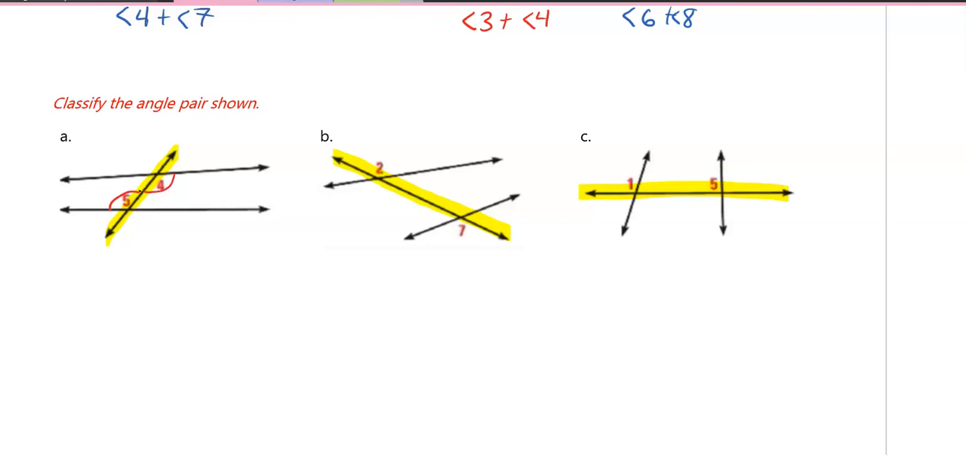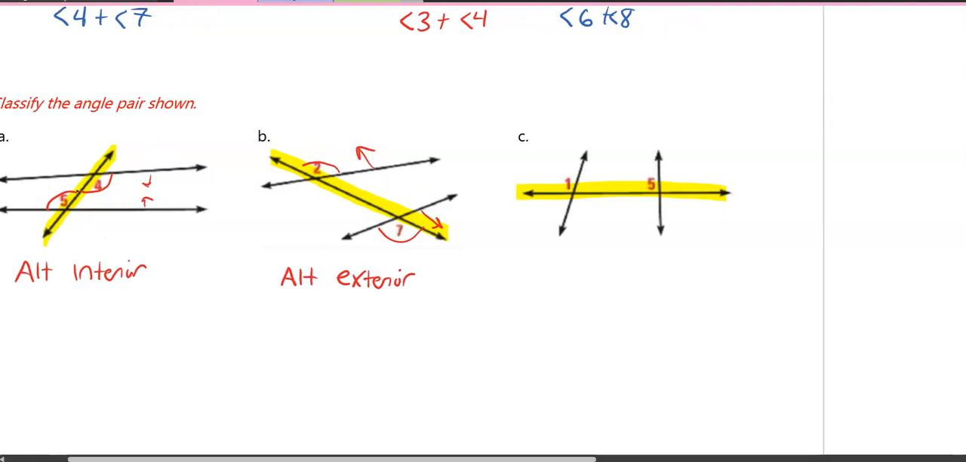5 and 4 are both located on the inside of the lines, and they are on opposite sides, so we would call this alternate interior. Alternate interior in that situation. Whereas numbers 2 and 7 are both located outside of the lines, right? They're located outside, and they are also on opposite sides of the transversal. So this time these would be called alternate exterior.